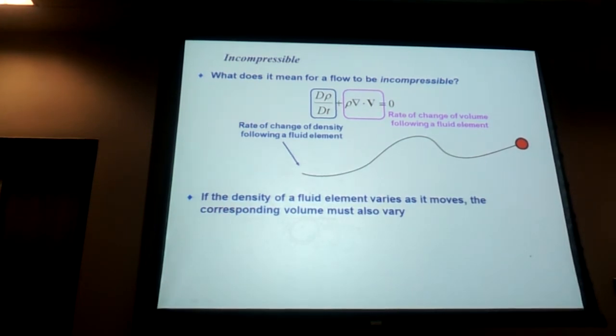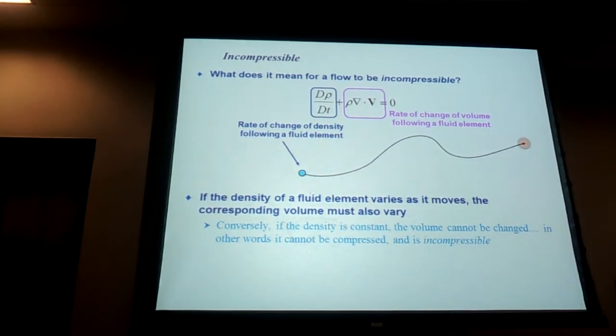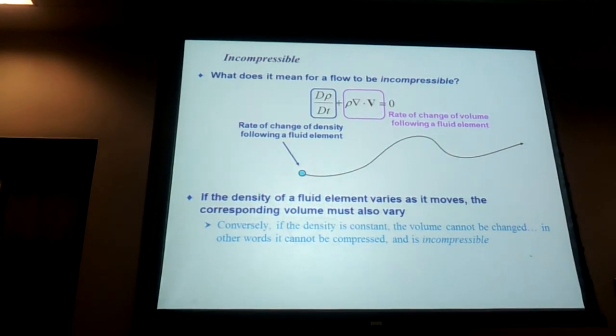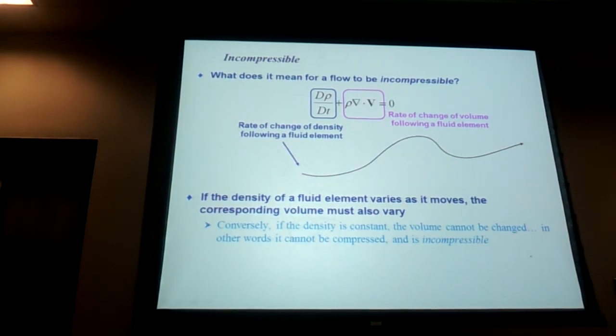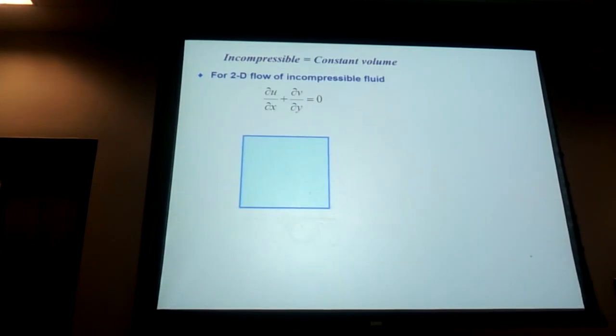Now, if the density is constant, rho is equal to constant, then the density cannot change. And that implies then that the fluid element cannot be compressed. It doesn't expand, it doesn't contract, but the volume of that fluid element remains the same. So it would keep the same volume as it goes on, regardless of how it might get distorted or sheared or transformed.